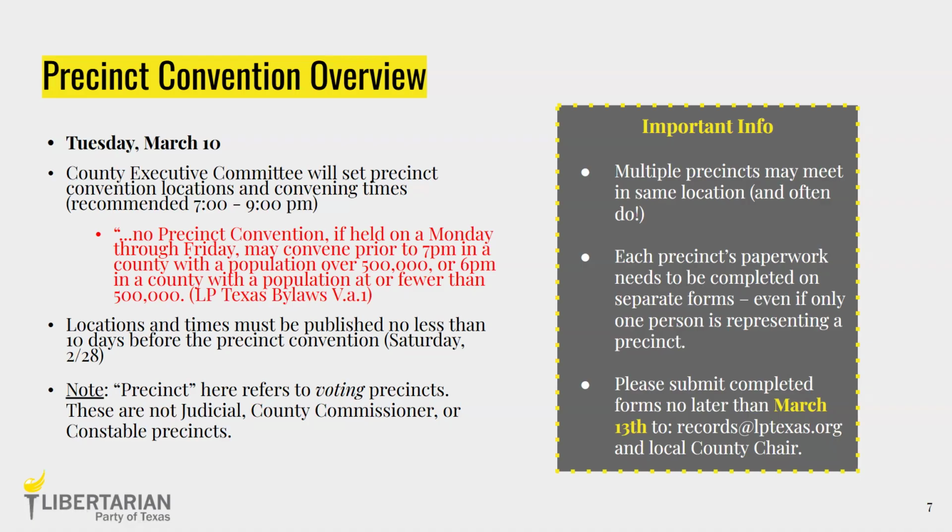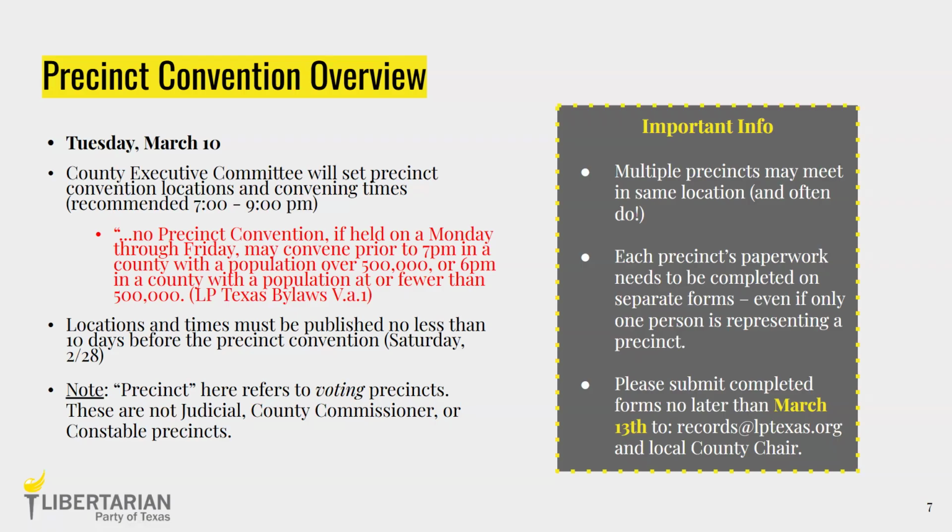On the precinct, there's going to be paperwork that needs to be completed on separate forms. So I'm going to show you what those forms look like here in just a second. Even if only one person is in the precinct, they have to fill out their own precinct convention paperwork. And after the precinct convention, you have 3 days, as prescribed by the Texas Election Code, to send those records into records at lptexas.org. So the first deadline after precinct convention to get your precinct convention's paperwork in is going to be March 13th, 3 days after the precinct conventions.